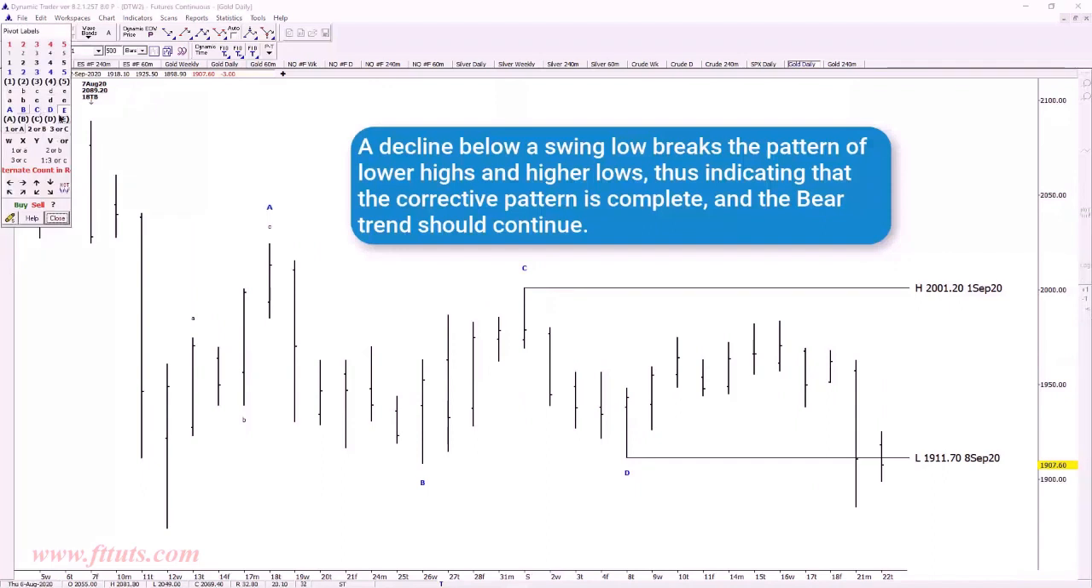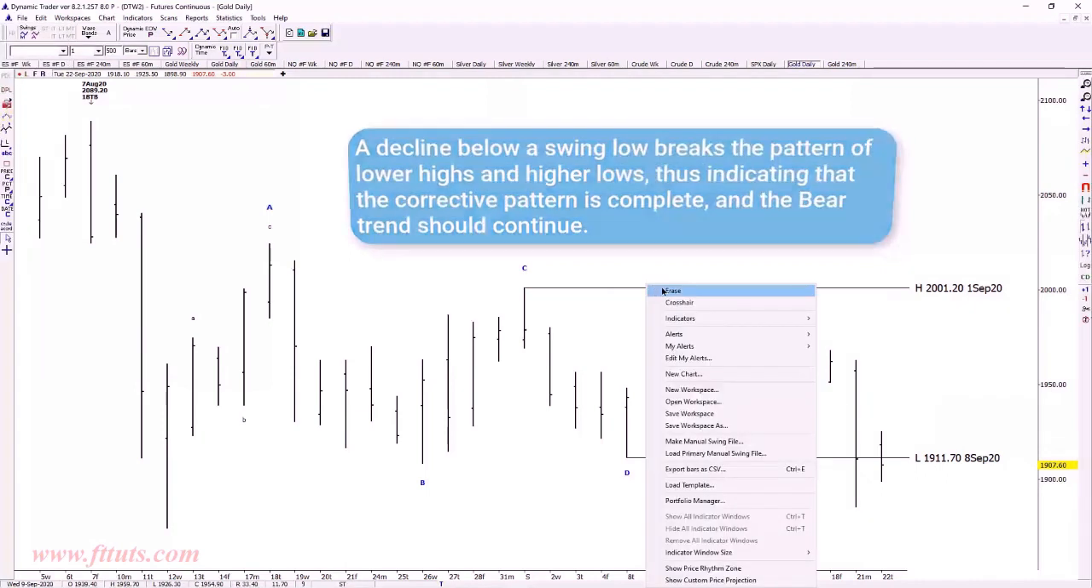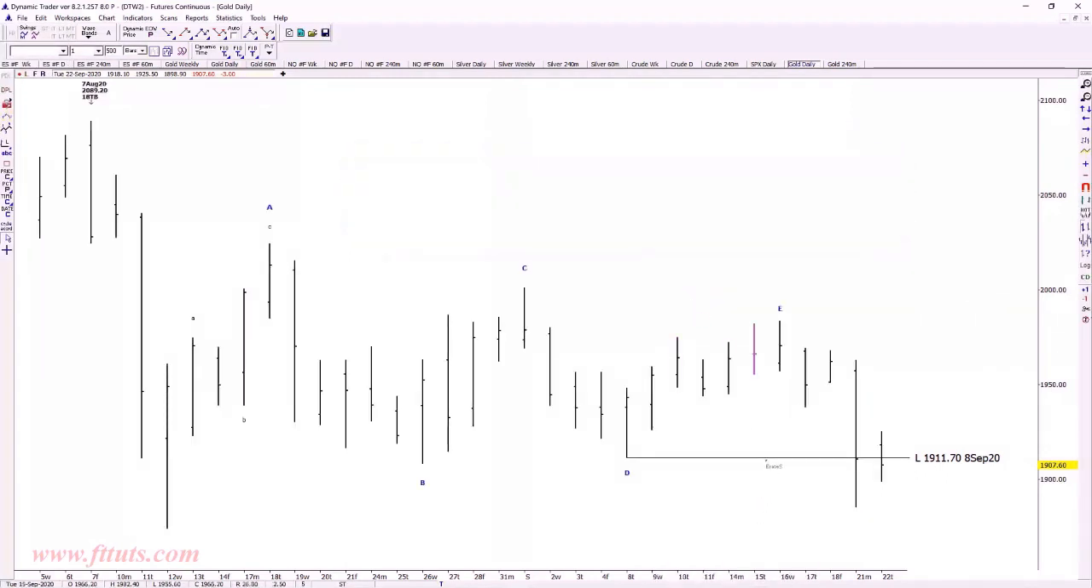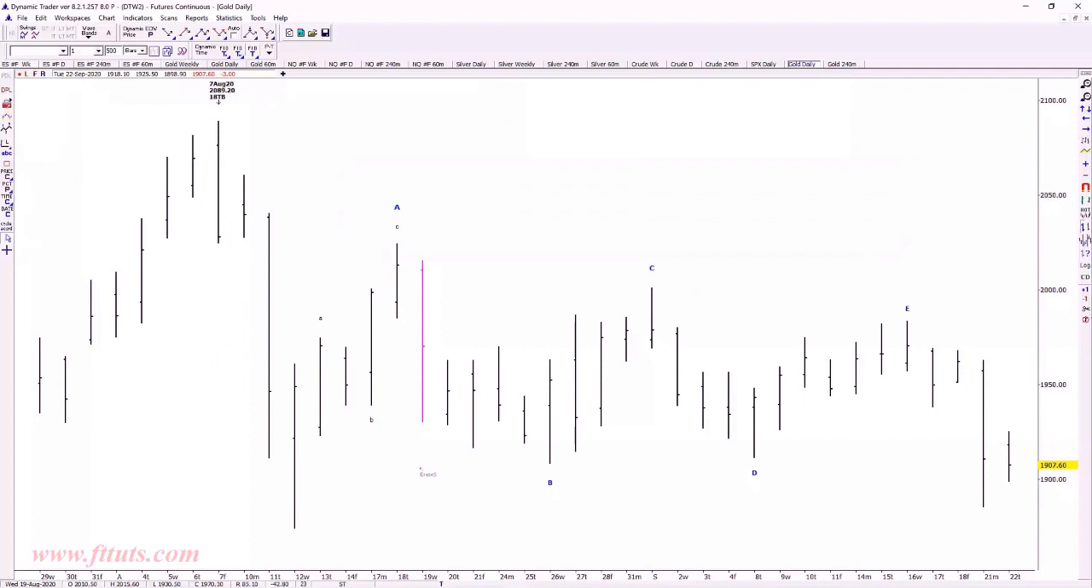We can say at this point we're in a position to have completed an A, B, C, D, E contracting triangle, which is a fairly common correction, probably the second most typical correction after ABCs. So you should be aware of these, and we're going to learn a lot more about these when we look at subdivisions and how to identify them, which give us further information that that's exactly what's going on.